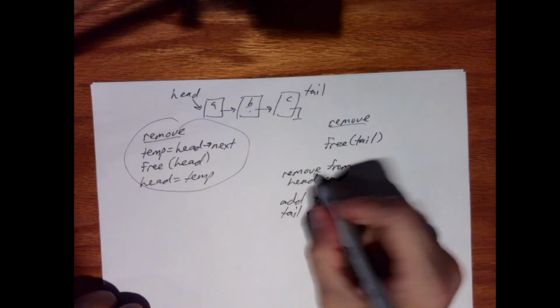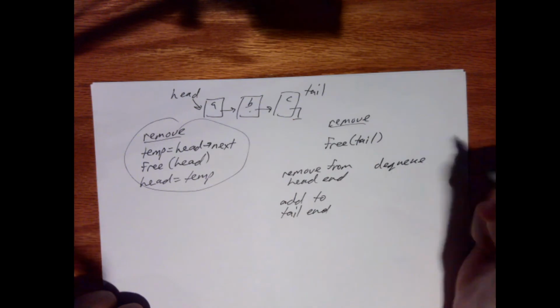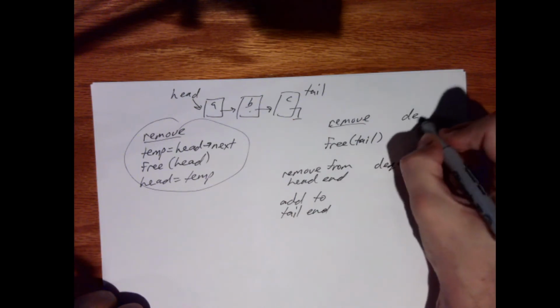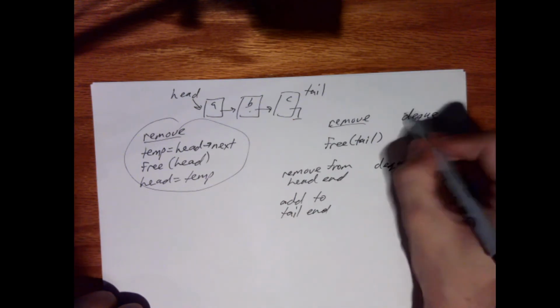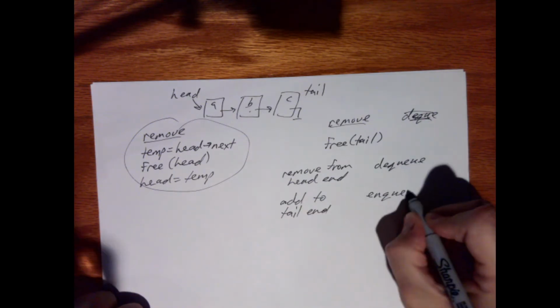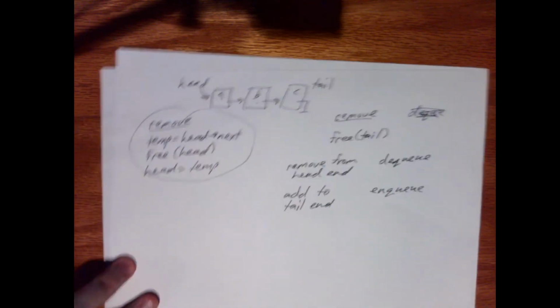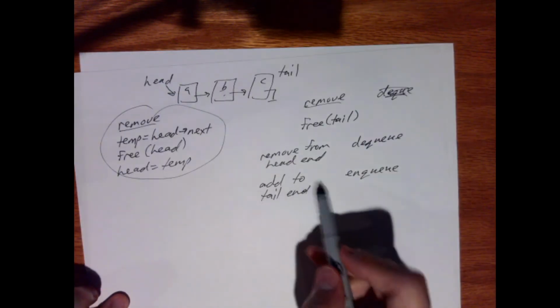And by the way, the terms for these: removals are dequeues. And note there's another data structure called, I think it's pronounced deck, spelled like that. That's not what we're doing. And here we're enqueuing. I don't know why they didn't just say add and remove, but I didn't make it up. All right? So that's what we're going to do.